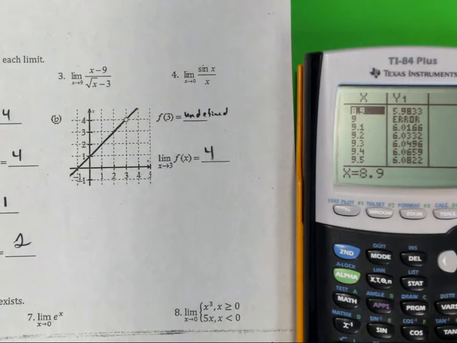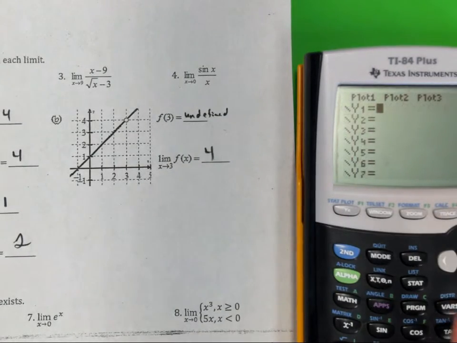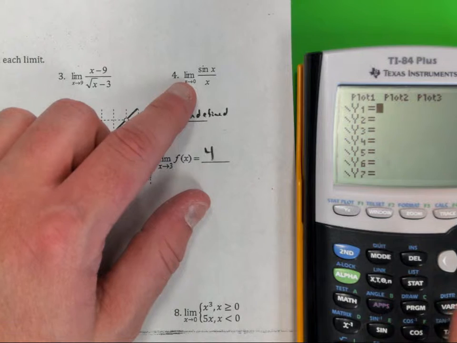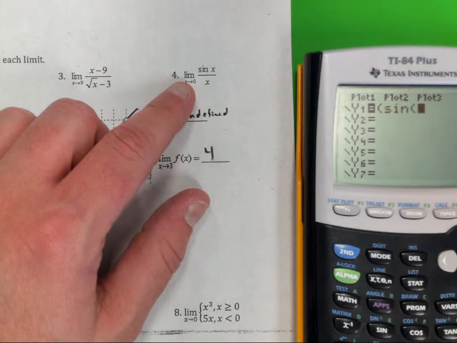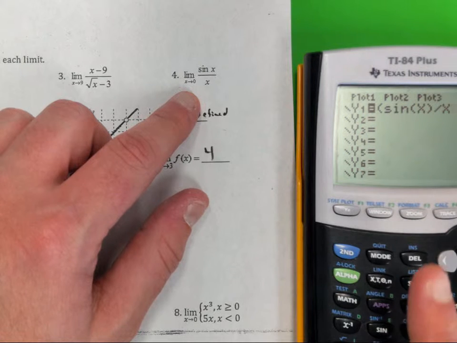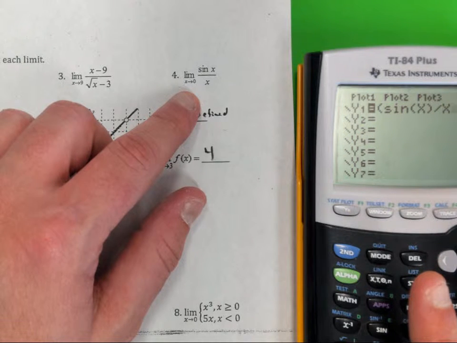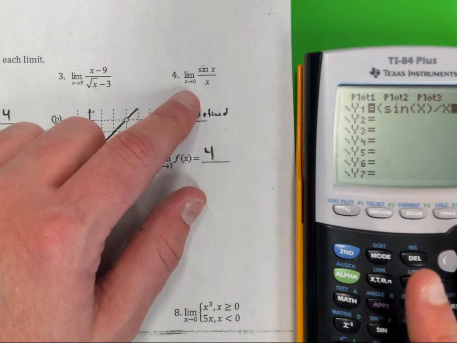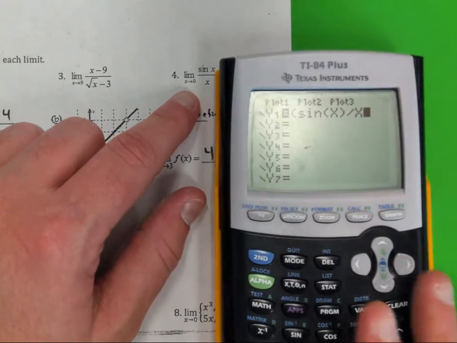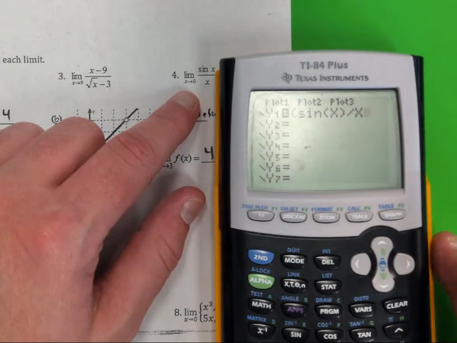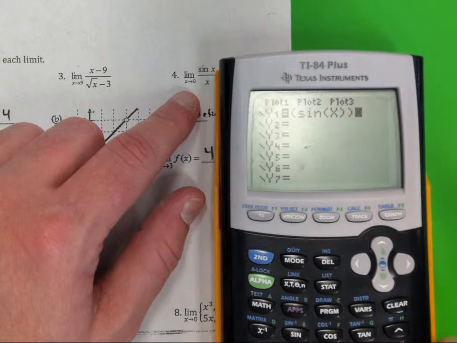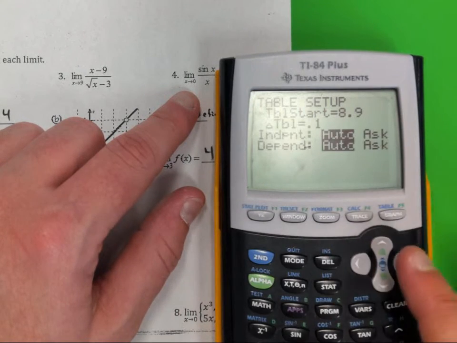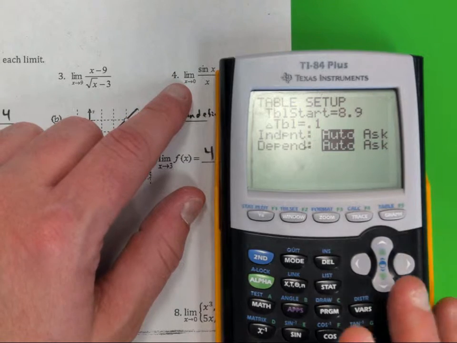All right, last one. Y equals sine of x. Just in degrees or radians? Just degrees. Ooh, might be a spill out there. Somebody did something. All right, I'm going to go table set. I'm worried about as x approaches what?